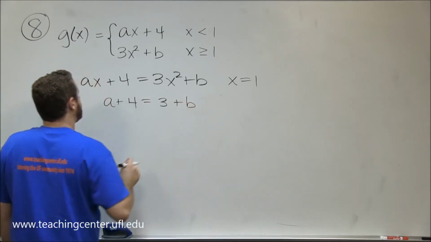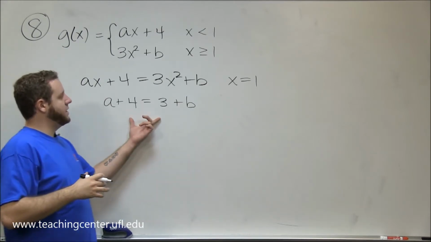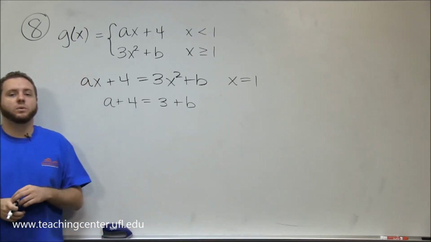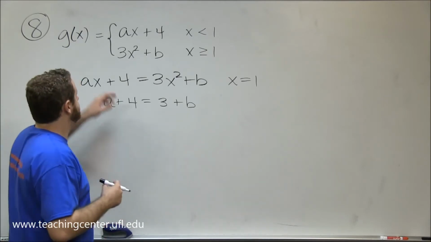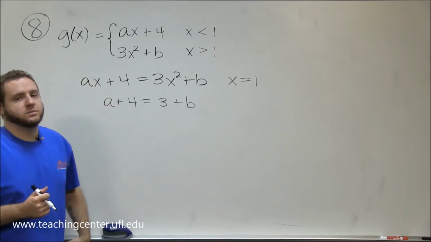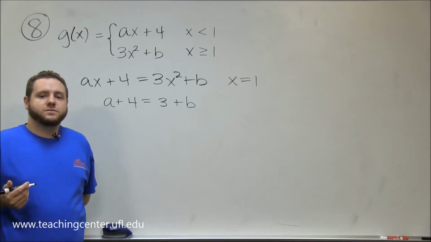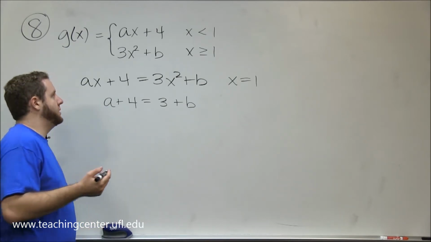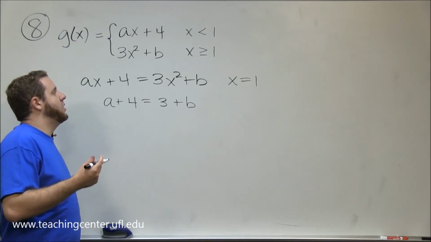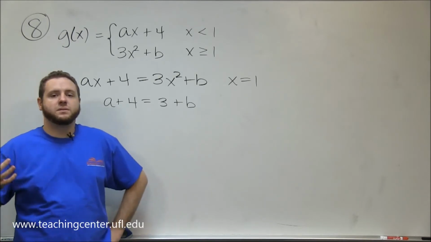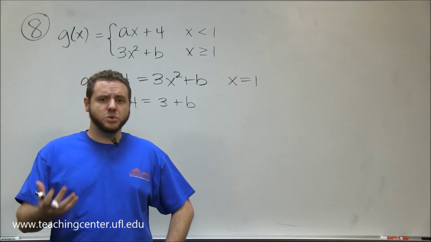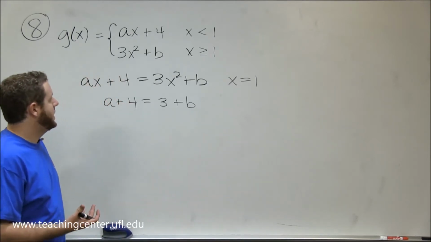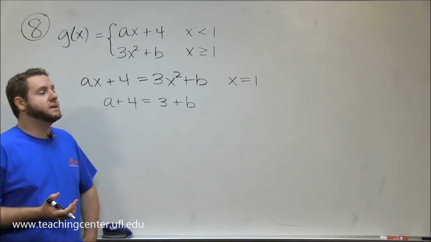b. So the problem here is that we have two variables. We have a and b, and we can't figure out what those are in this case. So we need to move on to the next condition, which is we need this to be differentiable at x equals 1. So for a piecewise function to be differentiable at x equals 1, we can do a similar thing. We know that the derivative from the left and the derivative from the right have to be approaching the same value. So we can do the same strategy except with their derivatives instead.